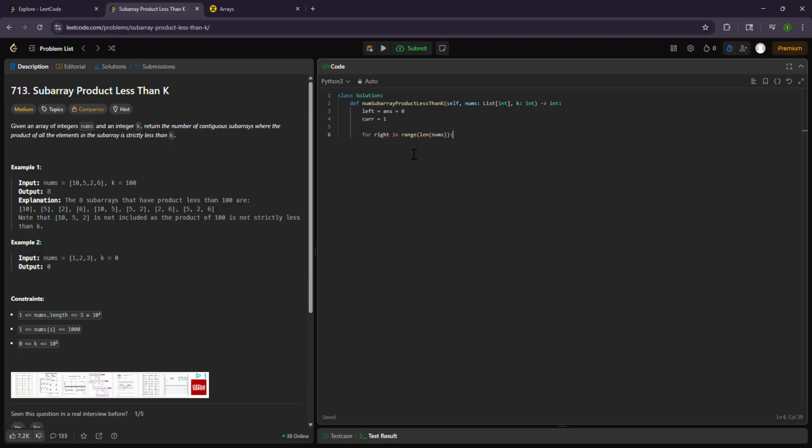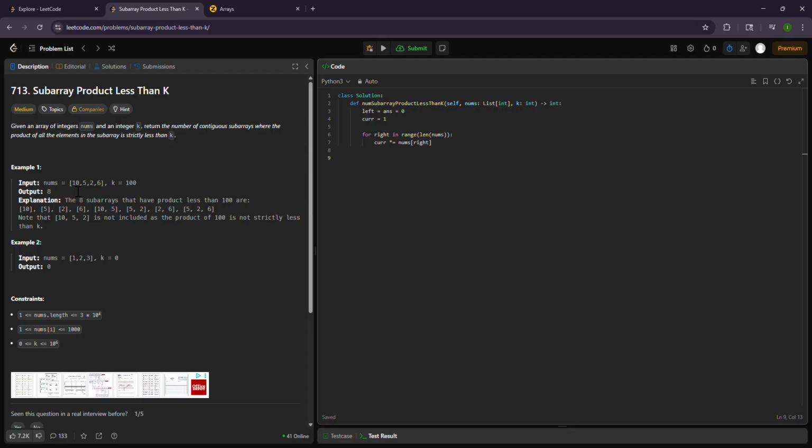So right is going to start here and left is also going to start here. When we are here, what we do is multiply the product by the first element. So 1 times 10 is going to give us 10. So times nums of right, we multiply. When we multiply, we have to check, is this valid before counting it? We know that 10 is valid, right? But we have to check, is it valid?